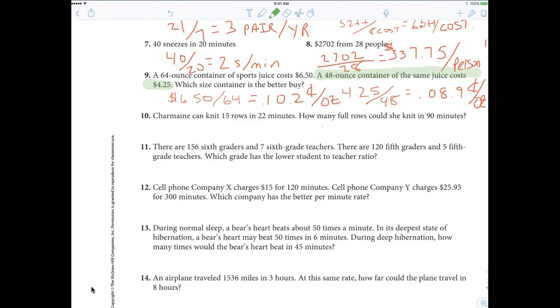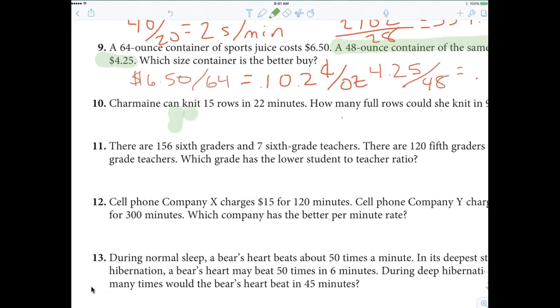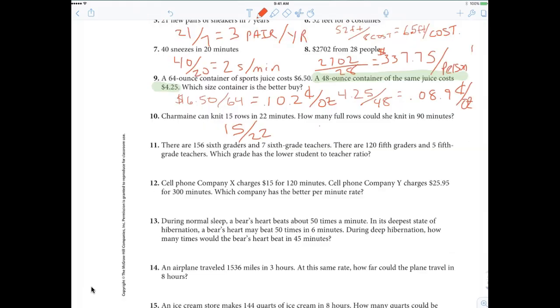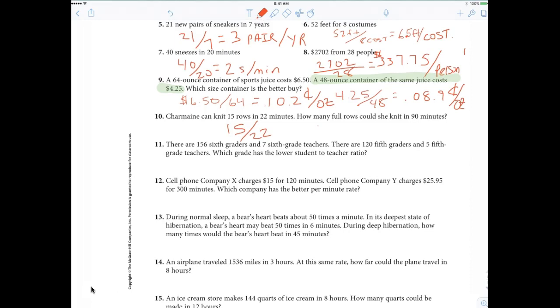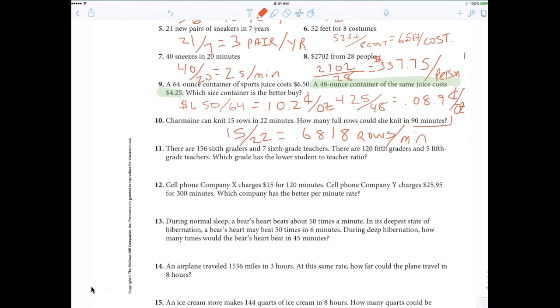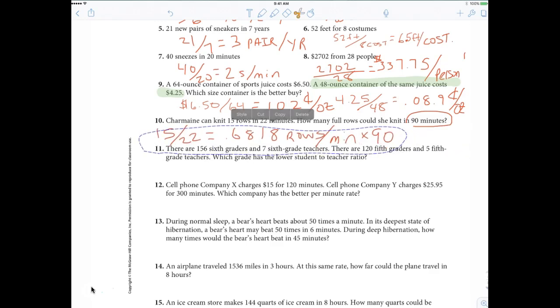So let's look at this. She can knit 15 rows in 22 minutes. So we're going to say we can do 15 in 22 minutes. Let's do that on the calculator. That would be 15 divided by 22, so I could do about 0.6818 rows per minute. And then it says, how much can I do in 90 minutes? Well, I would simply take that answer and multiply it by 90, and you can see that I could do about 61.36 rows.